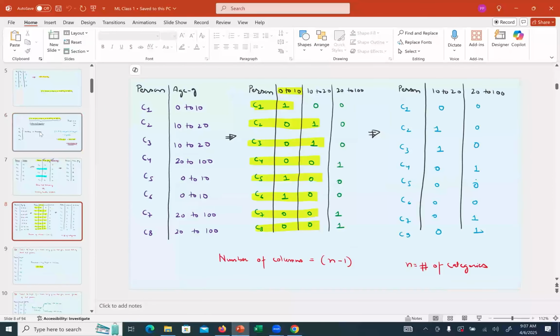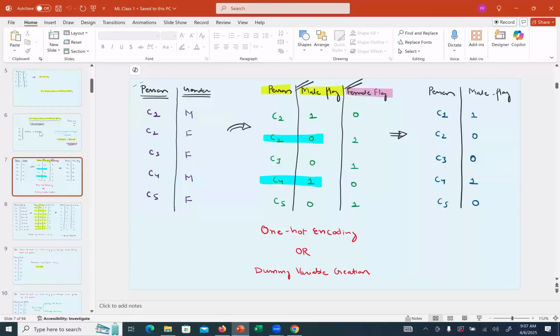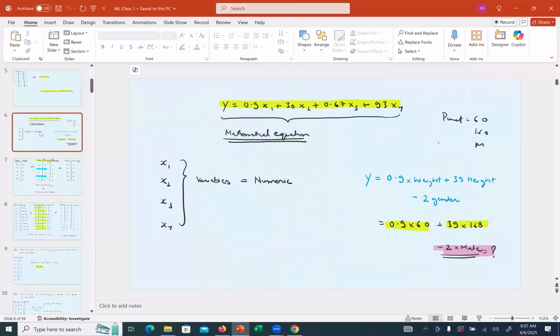Okay, so let's start from maybe here, right? So we were discussing that in any machine learning, what is the final output? The final output is a mathematical equation.